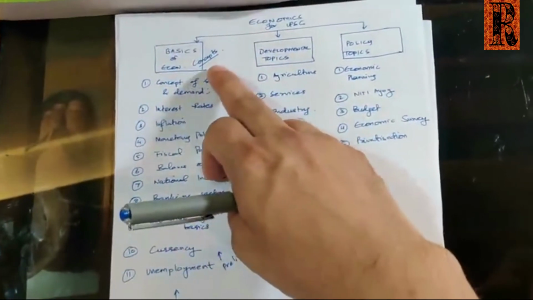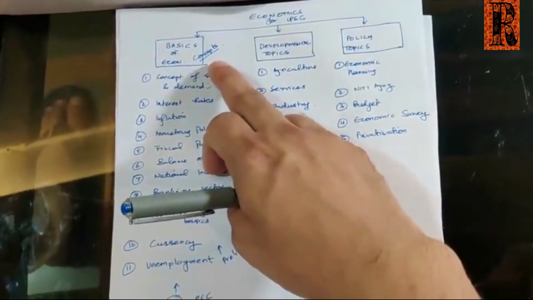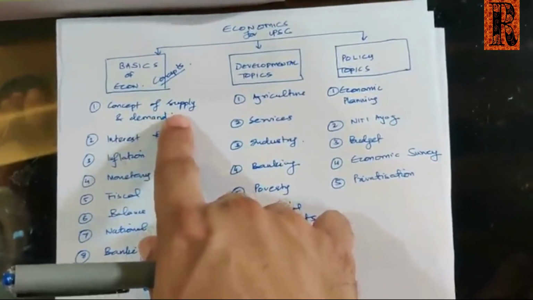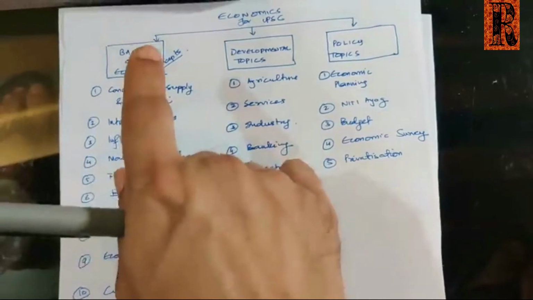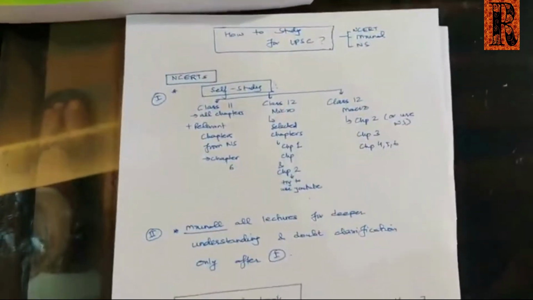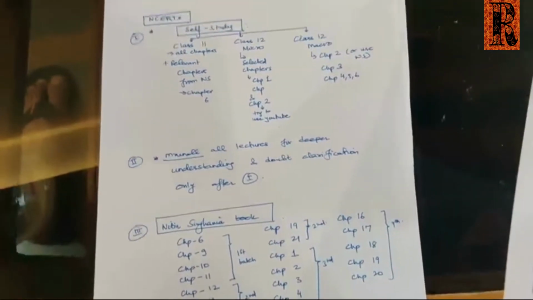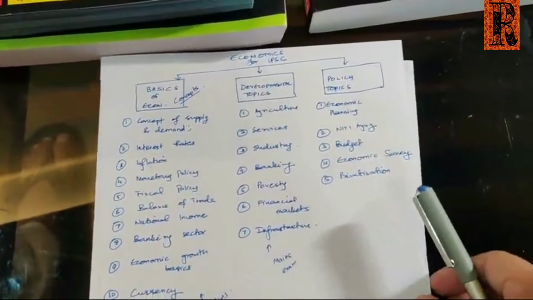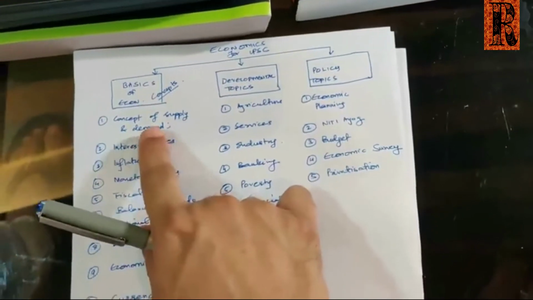So what are the basic economic concepts that you need to know for UPSC? Well, first of all, you need to understand the concept of supply and demand. This you can learn from NCERT. I'm going to also tell you the sources. This is the source page that I've created. I will post this on my community channel also, so you can refer to it from there. But basically, first is the concept of supply and demand.